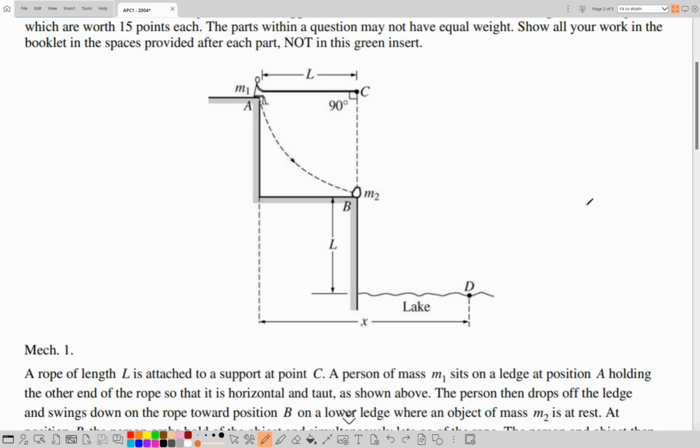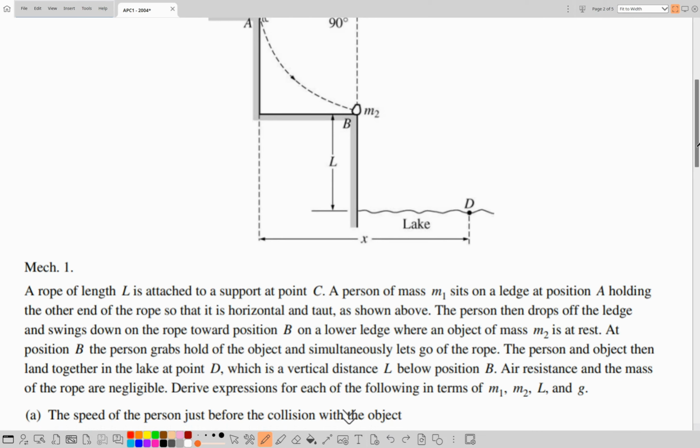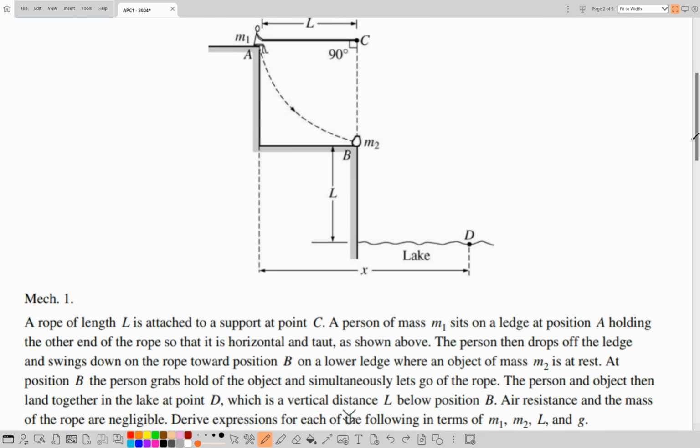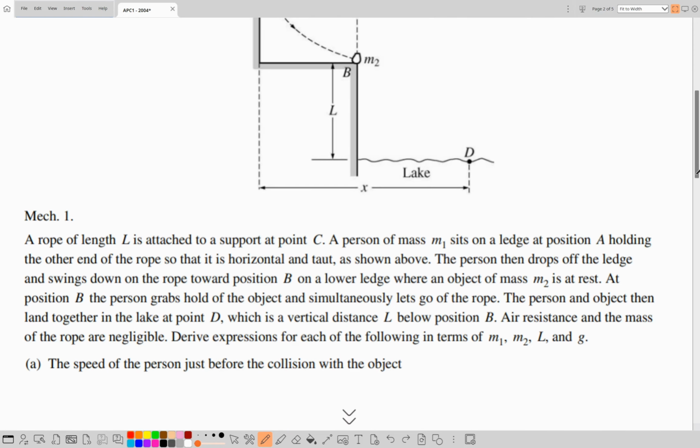A rope of length capital L is attached to a support at point C. A person of mass M1 sits on a ledge at position A holding the other end of the rope so that it is horizontal and taut as shown above. The person then drops off the ledge and swings down on the rope toward position B on a lower edge where an object of mass M2 is at rest. At position B, the person grabs hold of the object and simultaneously lets go of the rope. The person and object then land together in the lake at point D, which is a vertical distance L below position B. The resistance and the mass of the rope are negligible.